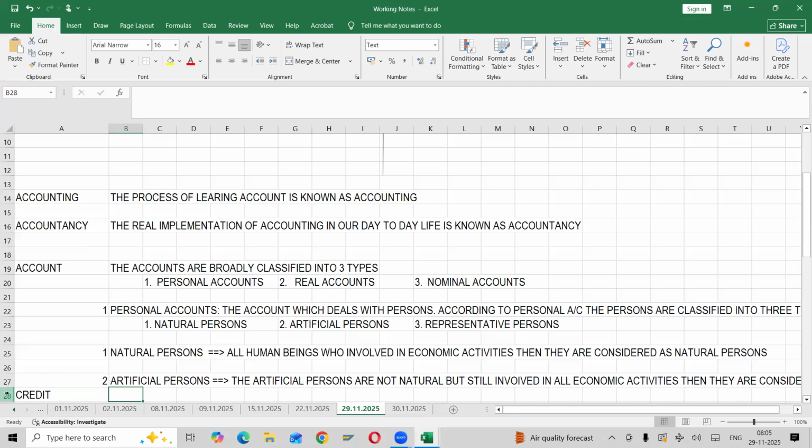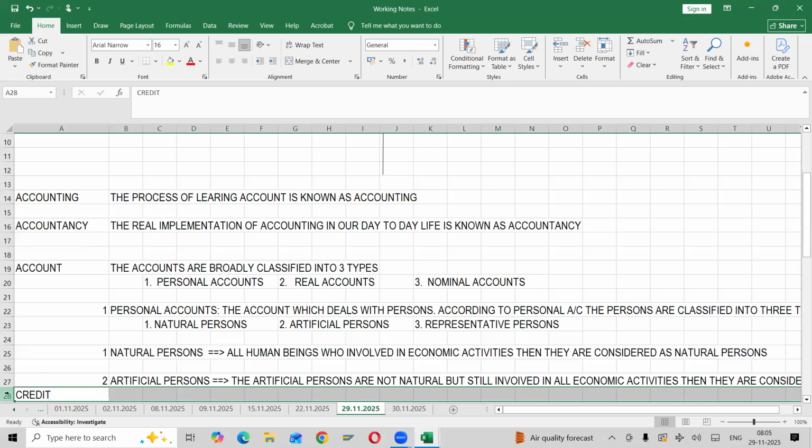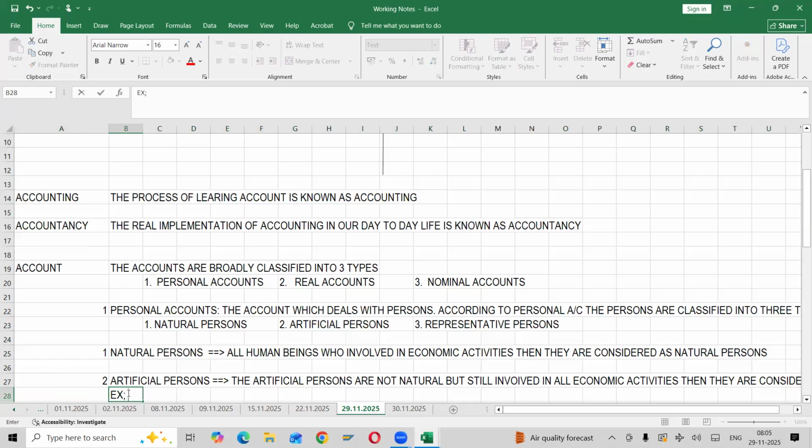Can you give a few examples of artificial persons? Company. Yeah, companies. For example, I said Ram will come under natural. Ramen Company is artificial. Same thing: whenever you add company to a natural person's name, it becomes an artificial person. Clear? Artificial person.